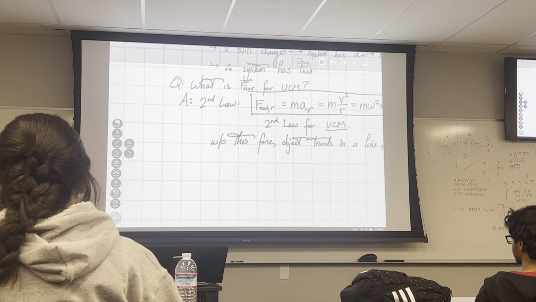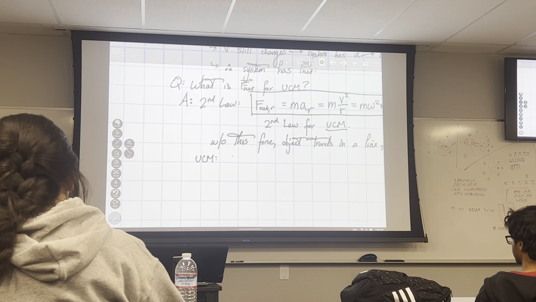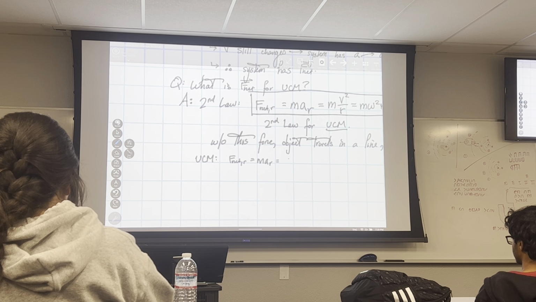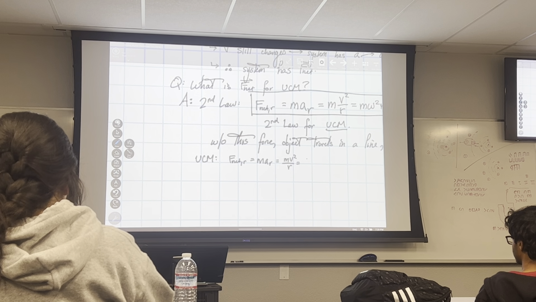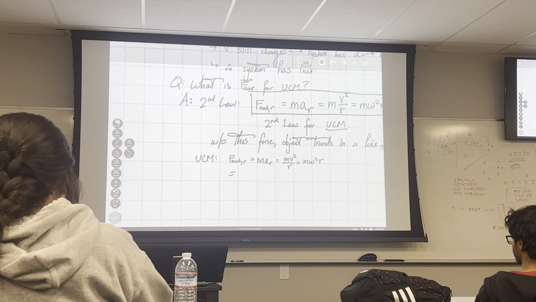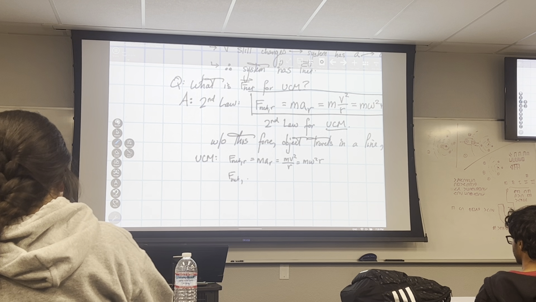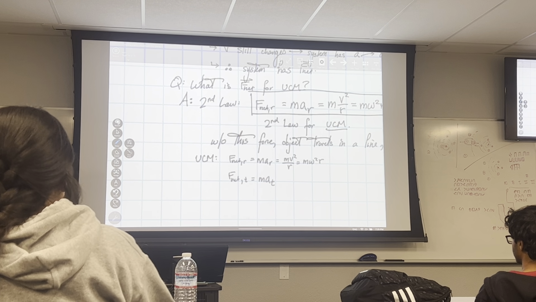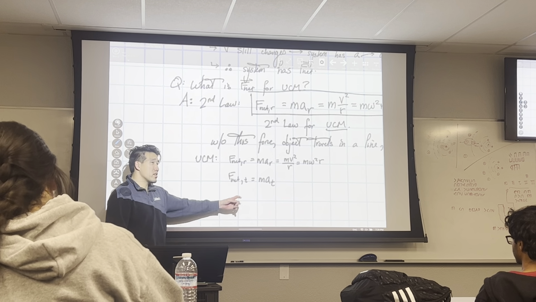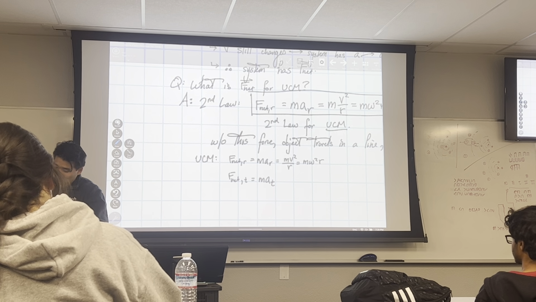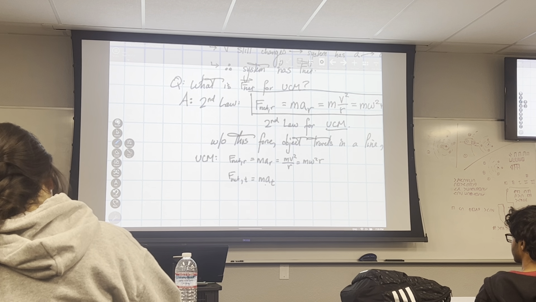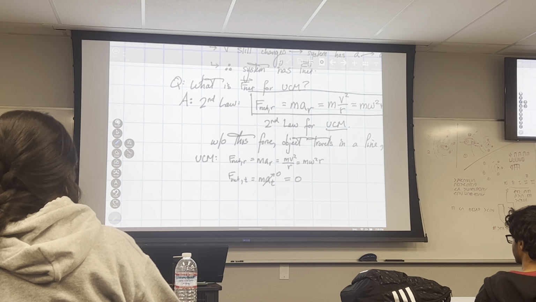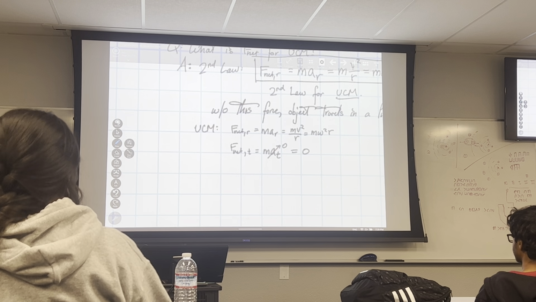Now, just for completion, just so you guys are clear, the net force in the r direction is m a_r, which is m v squared over r, or m omega squared r. The net force in the tangential direction is equal to mass times tangential acceleration. Well, we discussed that in uniform circular motion the tangential acceleration is equal to 0. So the net force in the tangential direction is equal to 0.